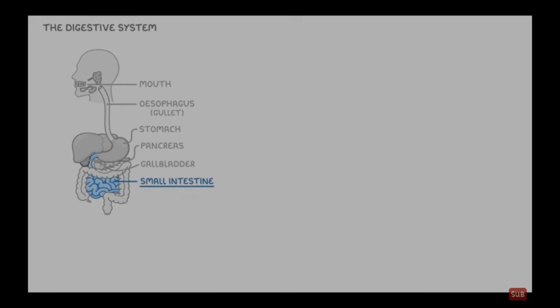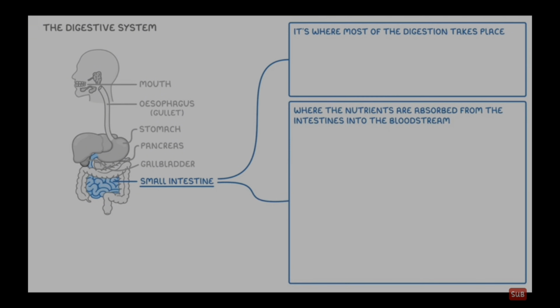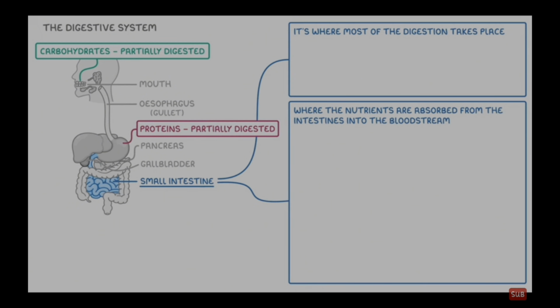Now, the small intestine itself is arguably the most important part of the entire digestive system. This is because, one, it's where most of the digestion takes place, and two, it's where the nutrients are absorbed from the intestines into the bloodstream. If we start with its role in digestion, you might remember from earlier that carbohydrates are partially digested in the mouth and proteins are partially digested in the stomach. However, the large majority of digestion takes place in the small intestine.